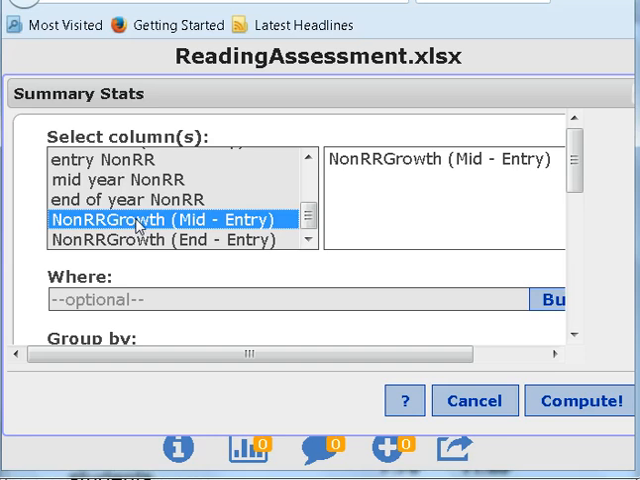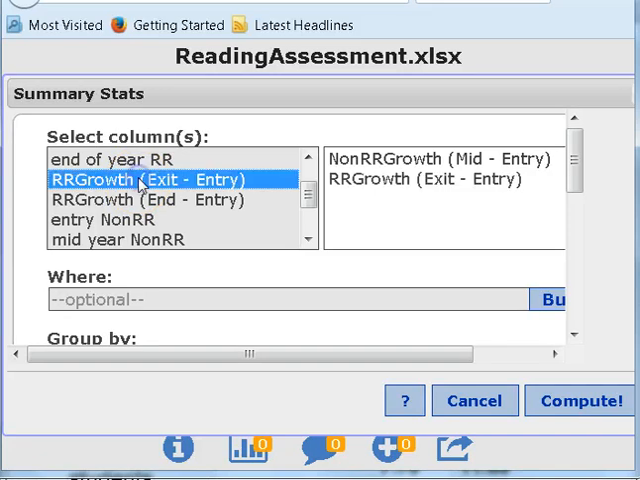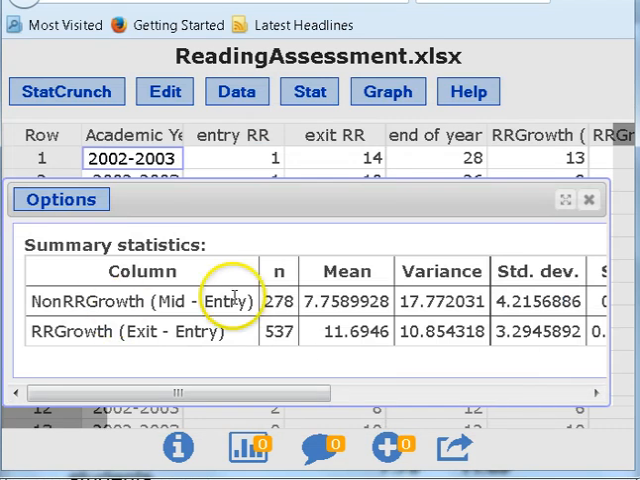This will be the statistics for essentially non-reading recovery students. To select multiple columns, you have to click Control. There we go. Compute, and we have some values that are calculated. This gives us the sample means for the 278 non-reading recovery students, the 537 reading recovery students. The standard deviation, we're going to make an assumption, as I'll explain in just a bit, that the standard deviation for the non-reading recovery students is equal to the standard deviation of reading scores for all students.